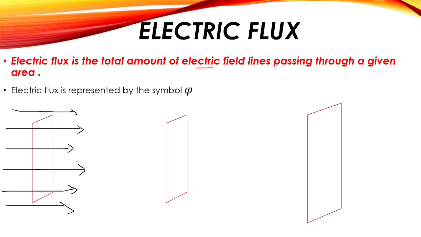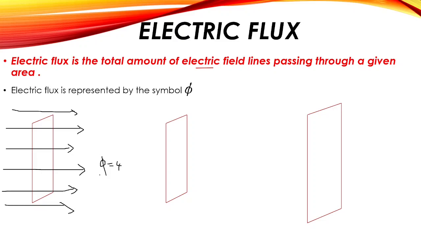So can you tell me how many electric field lines are passing through this sheet? That means it will be 1, 2, 3, 4. So what is our electric flux? It is the total amount of electric field lines passing through a given area. So through this area it is 1, 2, 3, 4. 4 lines are passing. So we can write flux is equal to 4.